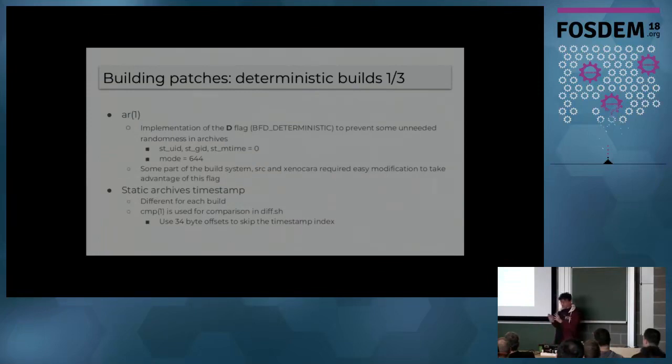Then there was the timestamp of the actual archive, which was obviously different for each build. The diff.sh script that I mentioned is actually using cmp for comparison of the files. And we can actually use a 34 bytes offset to skip the timestamp index. We were quite happy to see that it was so easily possible. So this problem was also very easy to fix.